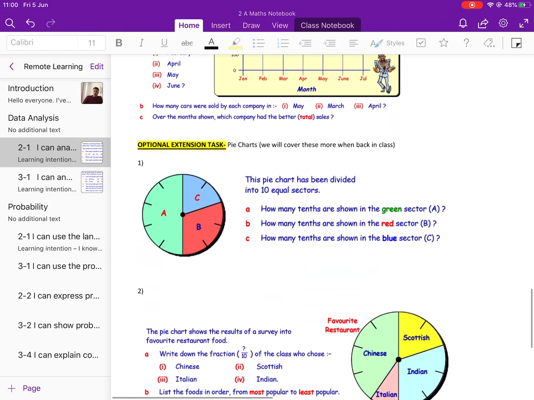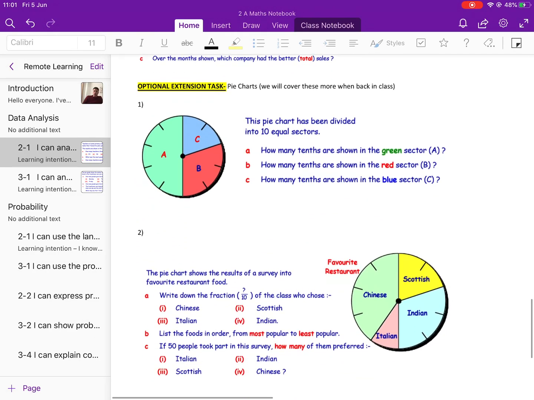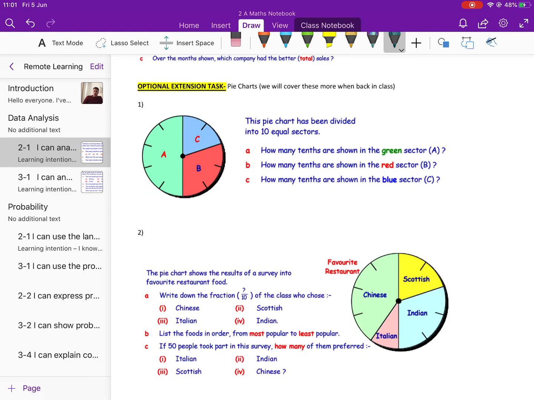You'll also notice at the end there's an optional task on pie charts. Now this is something we are going to cover much more when we get into class, but it's just a wee task here for you to do just for some extra practice. The main thing for this is it's actually just all about your fraction work really. So I'll show you very quickly.